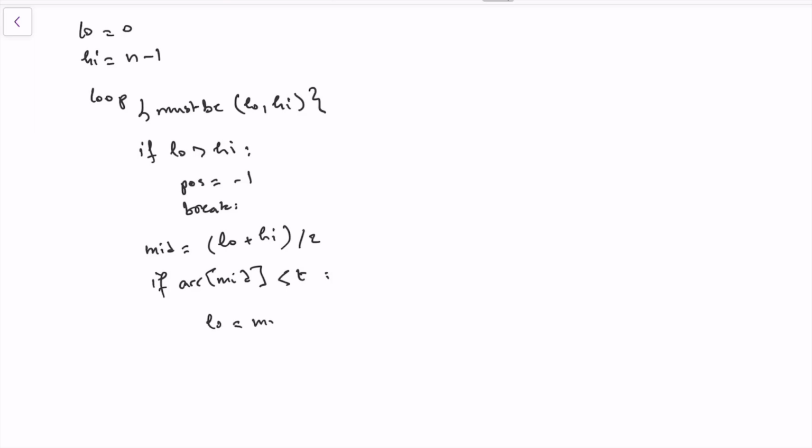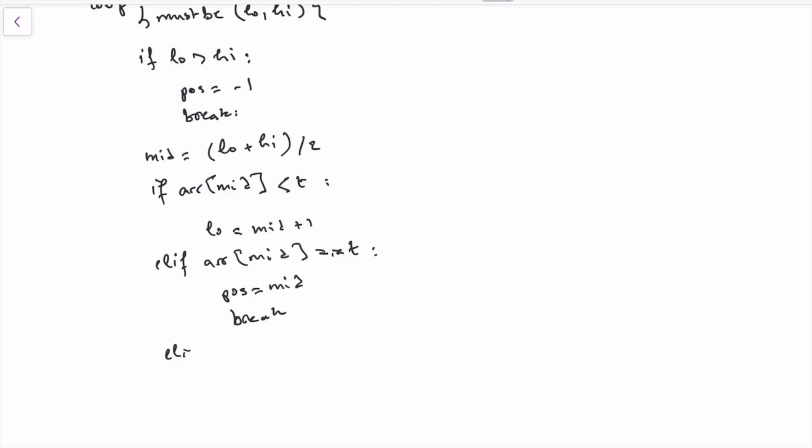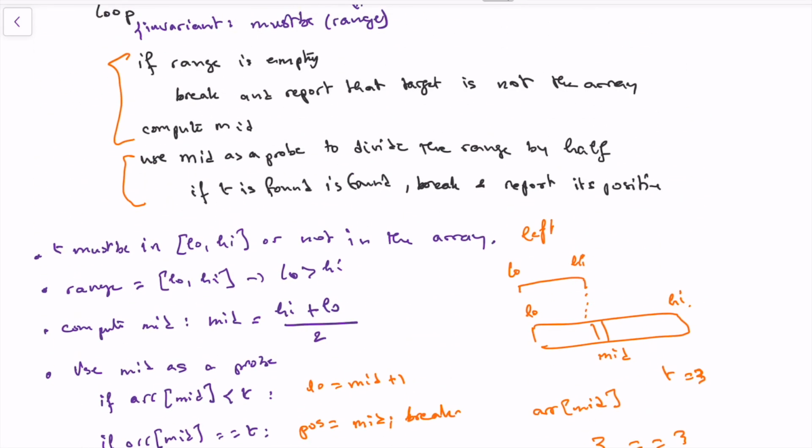then go right, which means that low is going to become mid plus 1. Else if it's equal, and you can do these in any order you want, it's the same, then at this point we say that we found it at position mid and we exit. Otherwise, if it's bigger, then as we said we go left, and so we assign high to be mid minus 1. That's pretty much the translation of the pseudocode that we defined here.